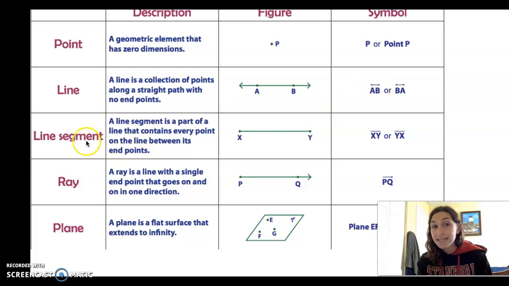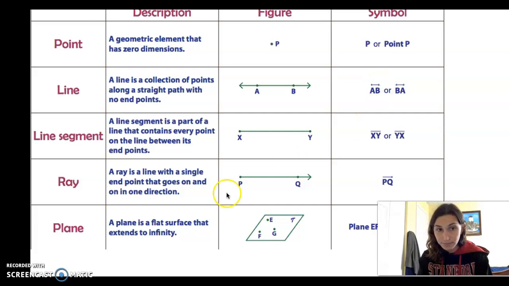Now looking at a line segment. We know this is a line segment because it has 2 endpoints. It does not go on forever. When we want to name or describe this line segment, we could write it as XY, which is the 2 points that make up the line segment, or YX. Notice that here there are no arrows at the end. That's how I can differentiate. If I look at this right here, I know that I'm talking about a segment because there are no arrows at the end. If I look over here, I know I'm talking about a line because there's arrows at the end.